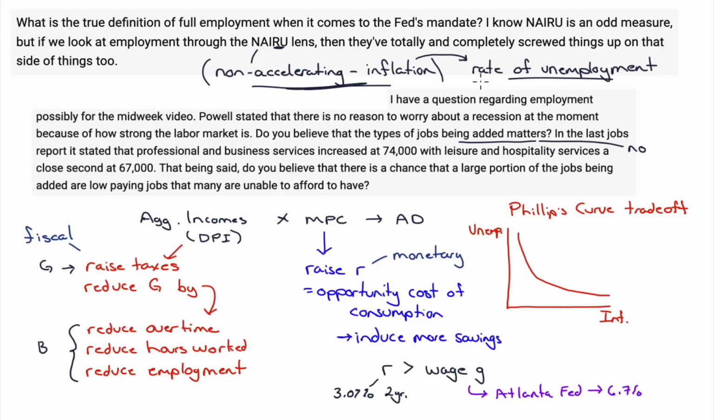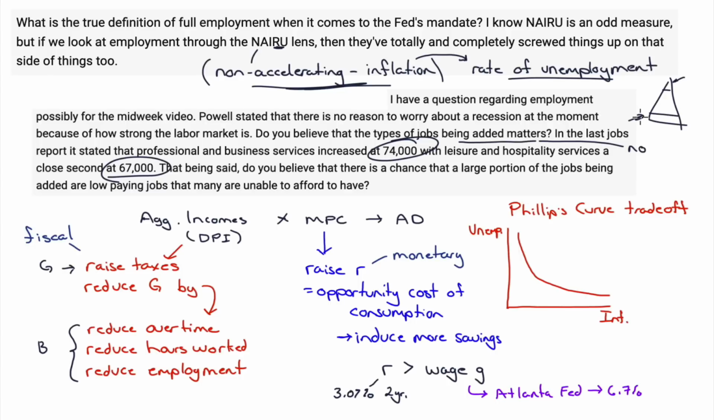In the last report, it stated that professional business services increased at 74,000, with leisure and hospitality services a close second at 67,000. And if we look at where the major gains in income are happening, it is happening here more than it is happening here. That being said, do you believe there's a chance that a large portion of the jobs being added are low-paying jobs? Well, yeah. The economy is a pyramid. The highest-paying jobs are at the top. There are very few people with the highest-paying jobs.